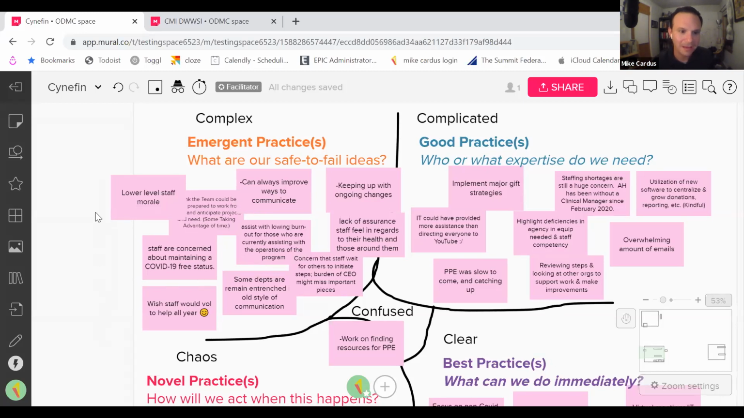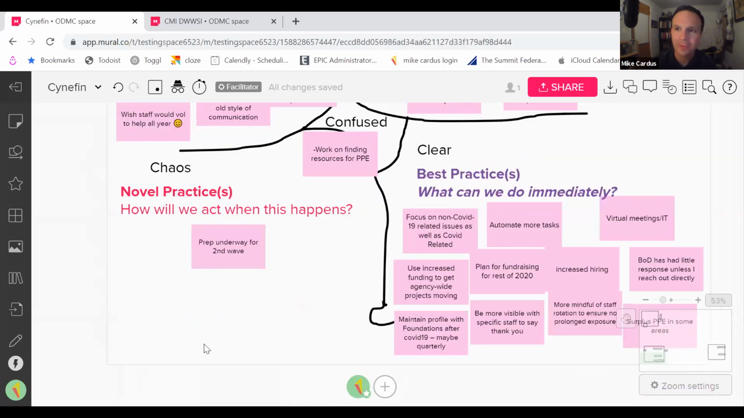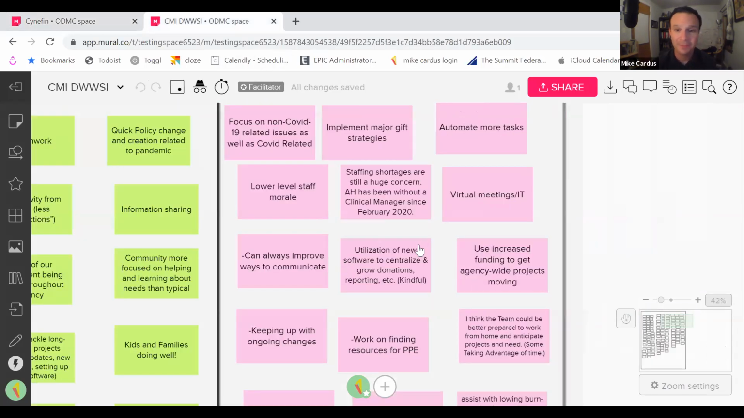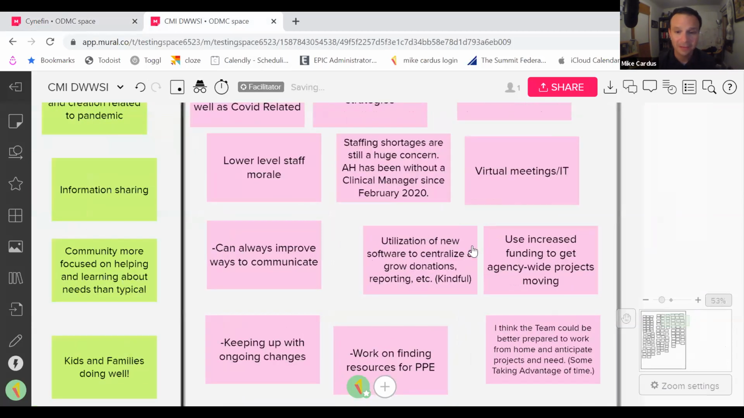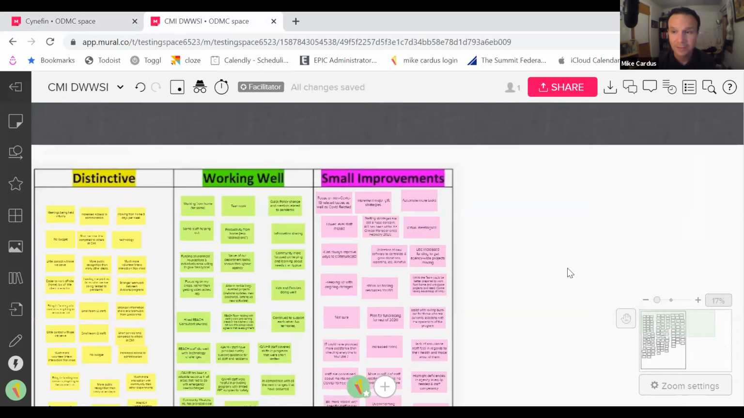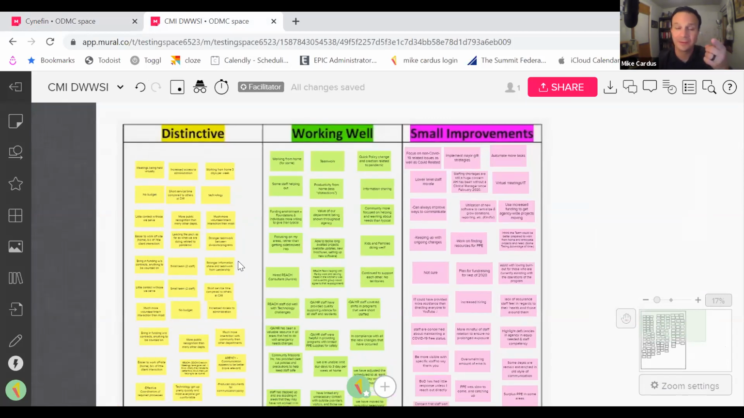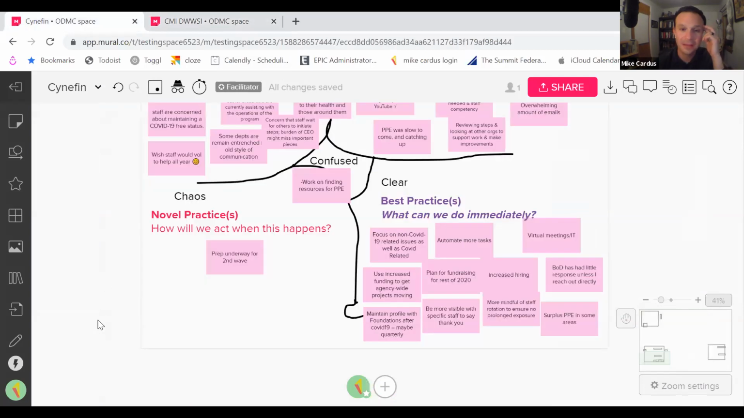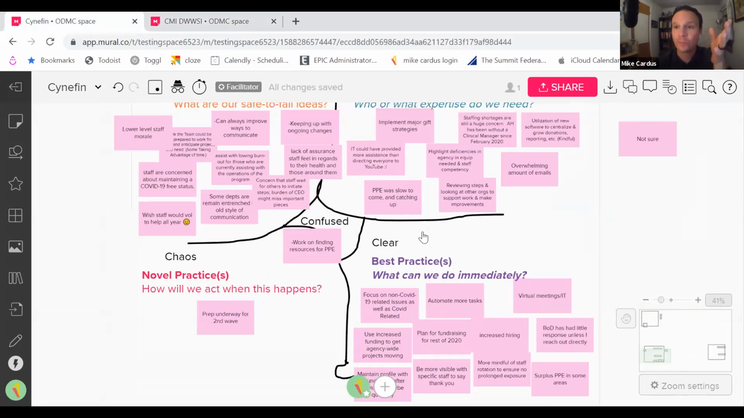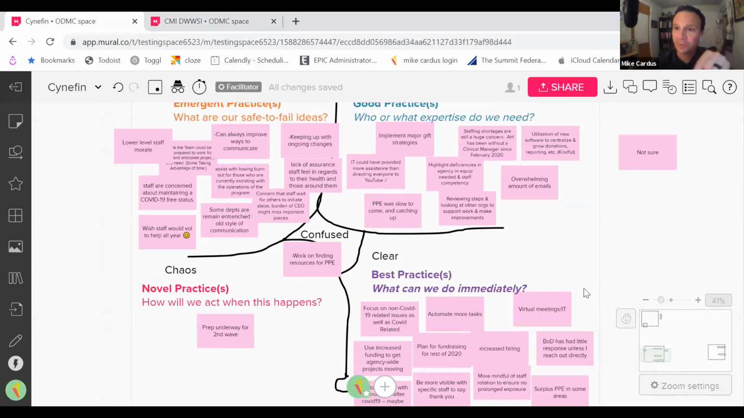And then under chaos, novel practice: how will we act when this happens? This is that "oh shit, the world's falling apart" piece. And we said, if the second wave comes in, how do we prepare more for this? And so you can see how we captured the data from this. We had them, simply enough, say, in small groups for the next 2 weeks, just document this. What was distinctive about your experience? What stood out as unique to you? What worked well? What can we do to make things better? And from this piece, the team then developed this Cynefin frame. And from the Cynefin frame, we were then able to best identify how to go about supporting the projects moving forward.